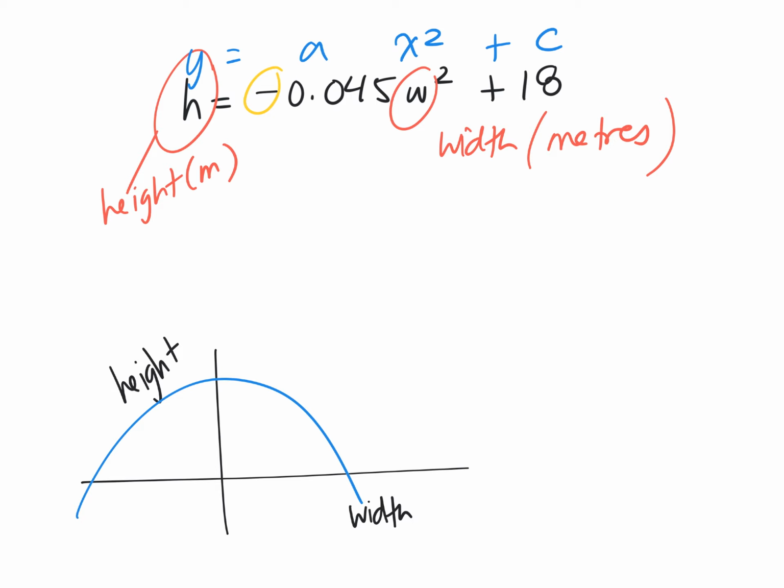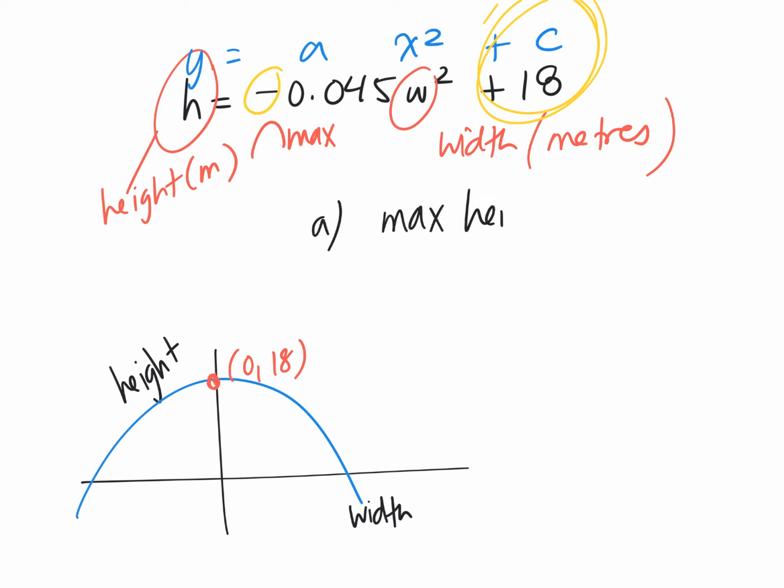What is the vertex? It's going to be at 0, 18, correct? Okay. And we know that it opens down, so it's going to have a max height. So for A, it says determine the maximum height. What is it? What's the maximum height of this parabola? Can it go higher than this point? So 18 meters.